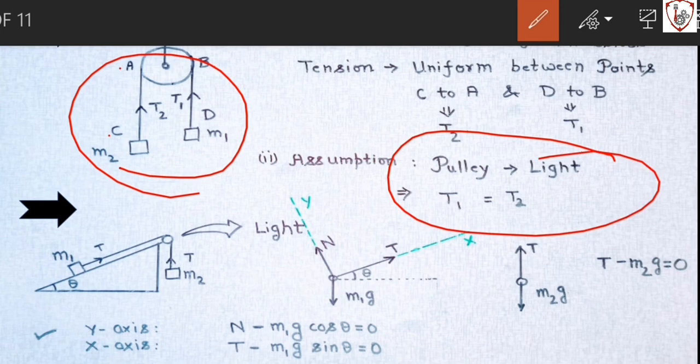Tension on the entire length of the rope between the blocks M1 and M2 will be the same. Remember this. When you are solving the problem, if it is mentioned that the pulley is light or massless, then between these two blocks M1 and M2, or whatever blocks are there, the entire length has uniform tension, right? This is what you have to assume.